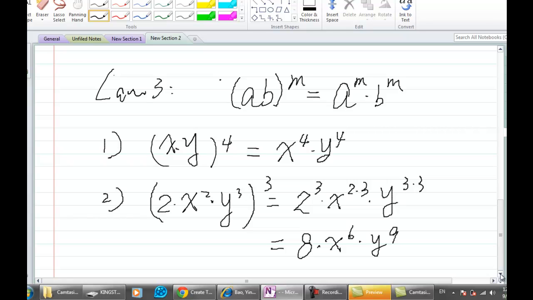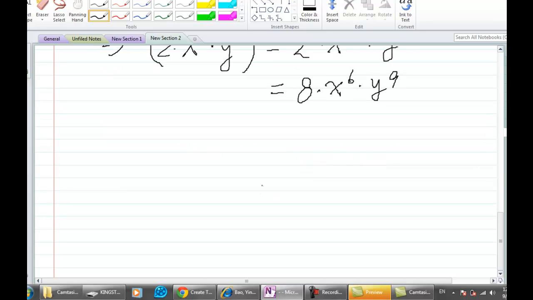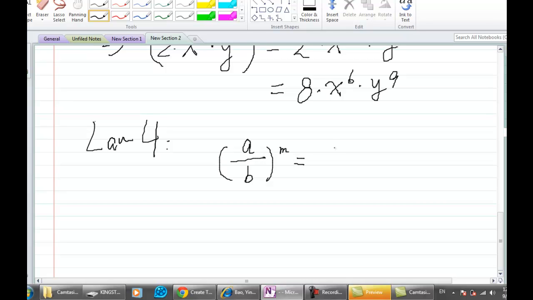So after the 3 exponent laws, we are going to introduce the laws for fraction. Now that is law 4 here. First we have a over b, then parentheses to the mth power, that is equal to a to the mth power in the numerator over b to the mth power in the denominator.